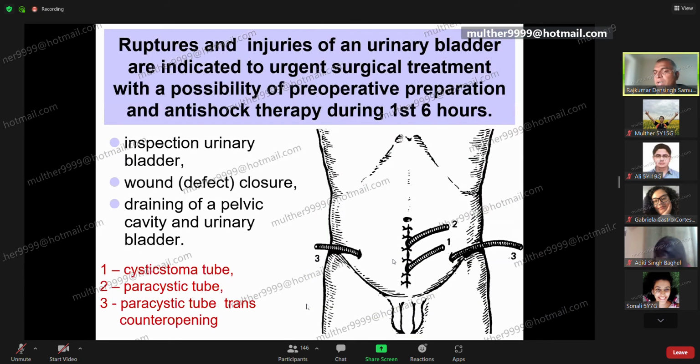So in this case, what is the indication? The indication is to put a cystostomy in the patient. So in both cases, what happens? Cystostomy will be an indication to exclude this condition.